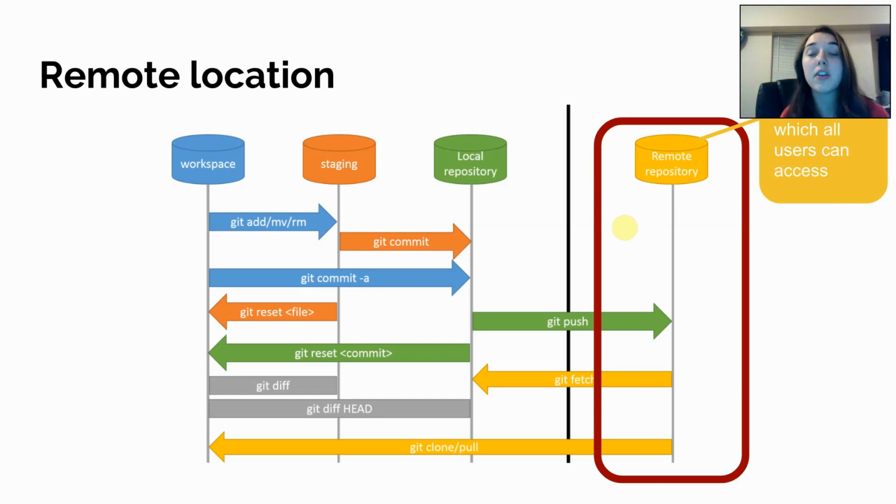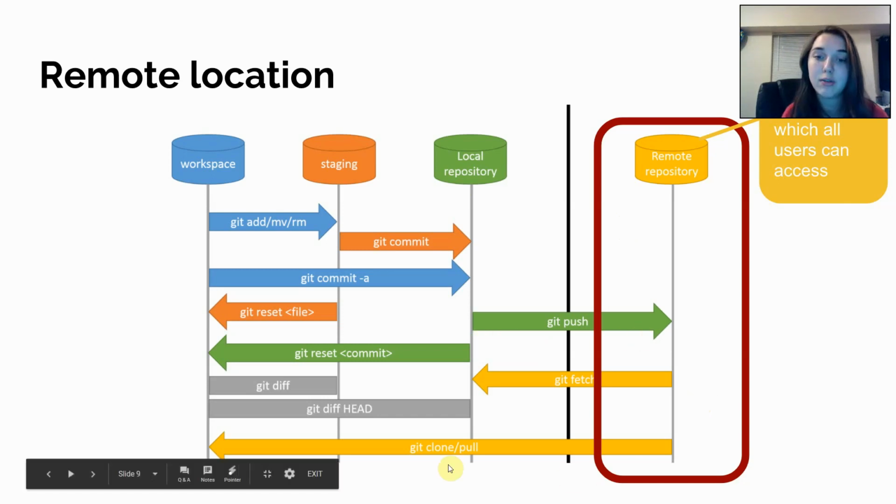It also allows other users to access the project, so not everyone can get to your specific device, but everyone can get to some remote server, and this allows everyone to update the code and to be able to get the most updated version of code. So to put the most updated version of code, they can do a git push, and to get the most updated version of code, they can do a git pull or a git clone. And we'll talk a little bit more about what those actually mean in a bit.